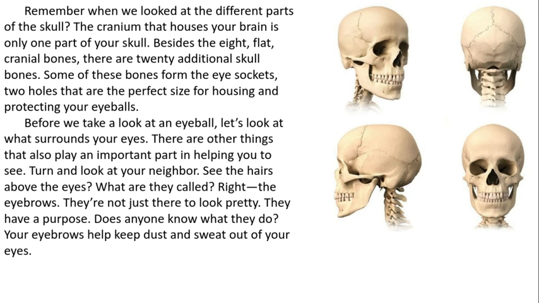Remember when we looked at the different parts of the skull? You see the cranial bones on the skulls? The cranium that houses your brain is only one part of your skull. Besides the 8 flat cranial bones, there are 20 additional skull bones. Some of these bones form the eye sockets, 2 holes that are the perfect size for housing and protecting your eyeballs.